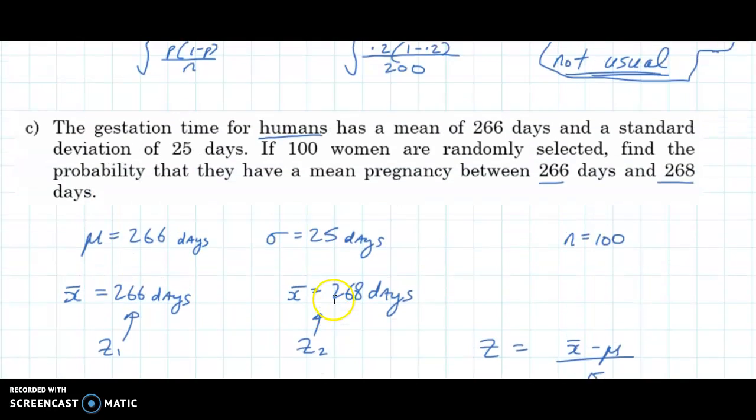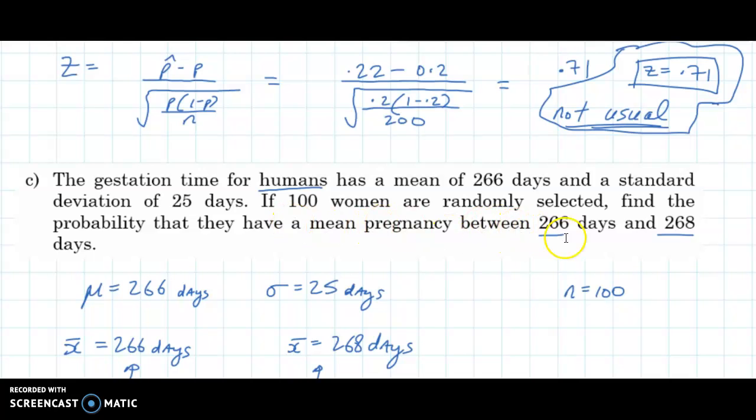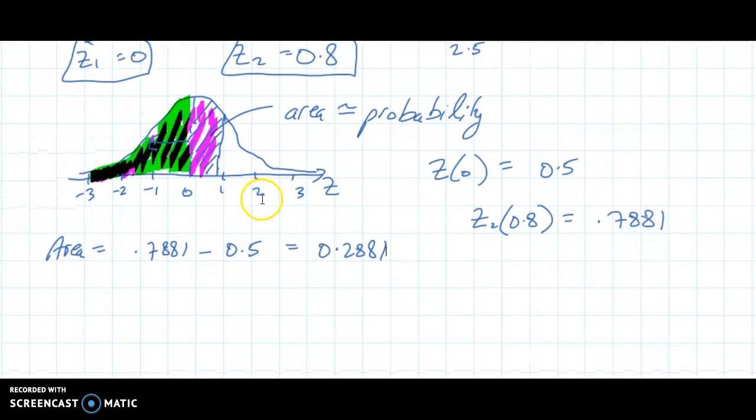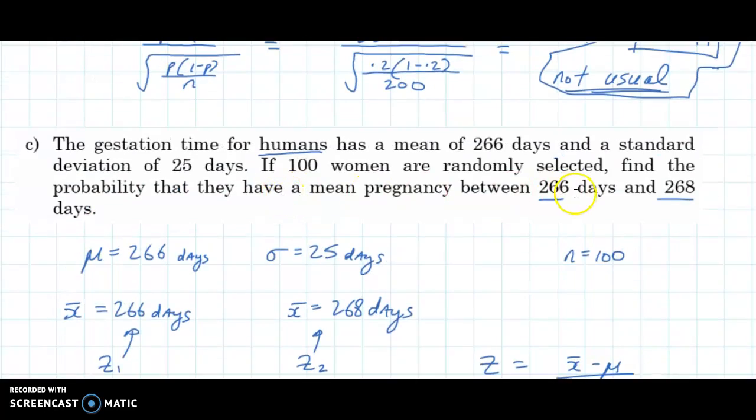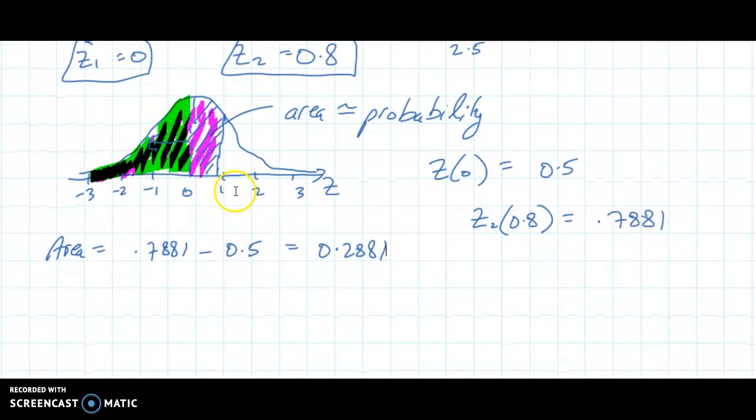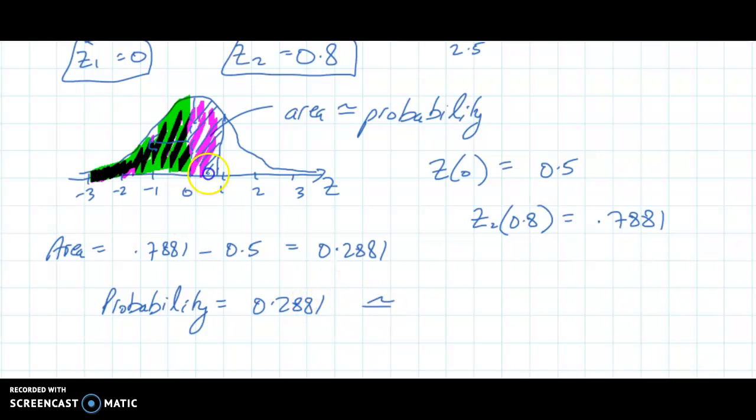The probability of what? We've nearly forgotten already. That the sample has a mean between 266 and 268. So what's the question again? Find the probability that the sample of 100 has a mean pregnancy between 266 and 268 days. Well, the answer, the probability, equals 0.2881. And if you wanted that in percentage, you'd multiply by 100, hop the decimal point, and you get 28.81%. So that's your answer there.